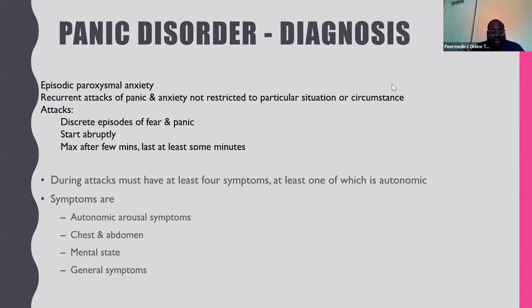Okay, so in terms of the actual event, often these come completely out of the blue for a patient, last a couple of minutes, and they'll have symptoms in all sorts of different domains: autonomic symptoms, chest and abdomen symptoms, mental symptoms, and general symptoms. In order to qualify for diagnosis, you need to have one of these autonomic symptoms. Does anyone know examples of autonomic arousal symptoms someone can have when they have a panic attack? Write in the chat box any of the different symptoms someone might have, or autonomic symptoms in particular.